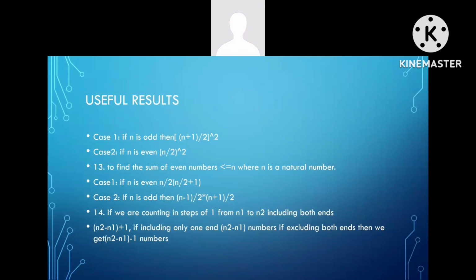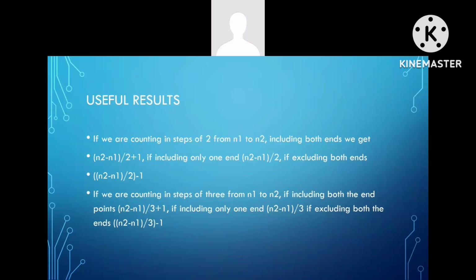So, final one. If we are counting in steps of 1 from n1 to n2, including both the endpoints, we get n2 minus n1 plus 1. If including only one end, n2 minus n1 numbers. If we are counting in steps of 2 from n1 to n2, including both the ends, we get n2 minus n1 by 2 plus 1. If including only one end, we get n2 minus n1 by 2. If excluding both the ends, we get n2 minus n1 by 2 minus 1.